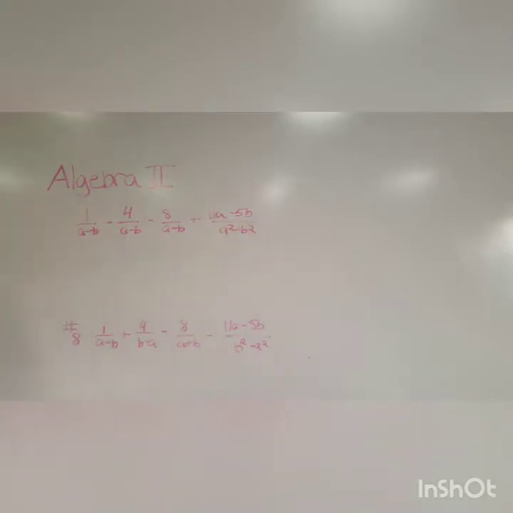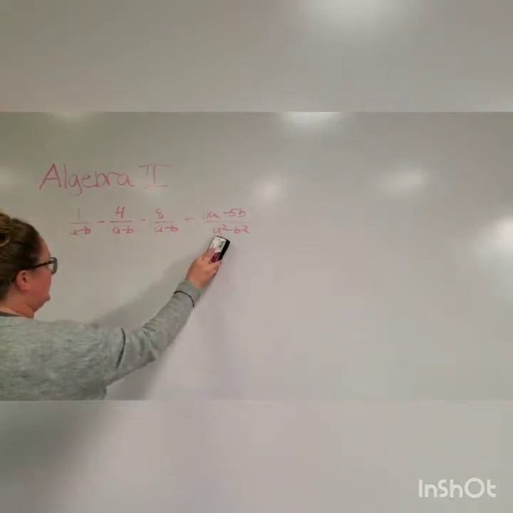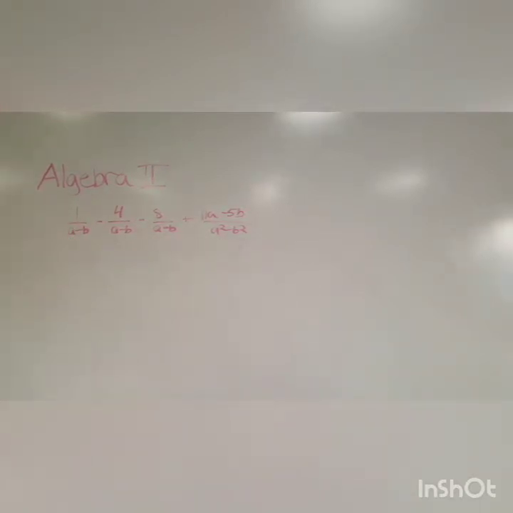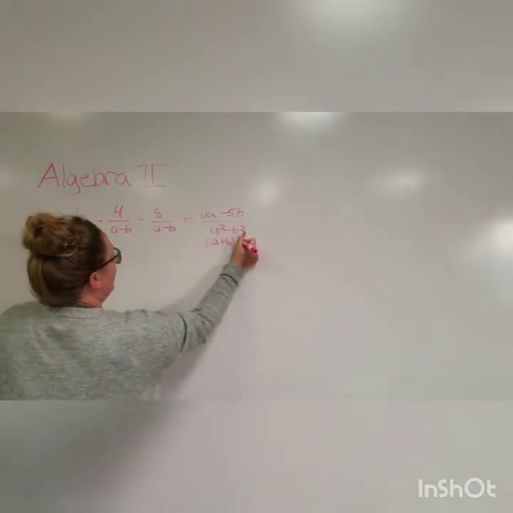Now, we need to decide on our common denominator. Remember, this is the perfect square. A squared minus b squared factors to a plus b, a minus b.